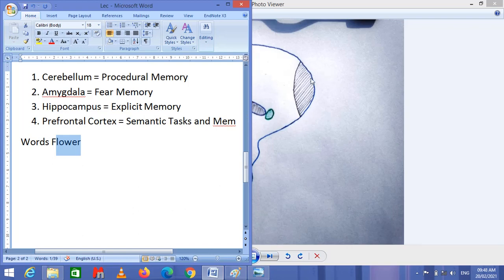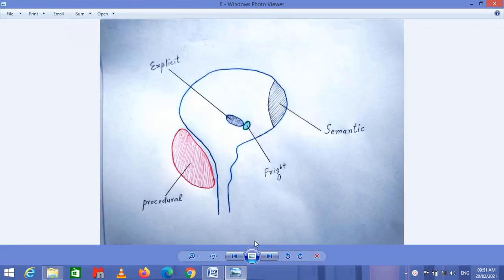The prefrontal cortex is responsible for the storage of semantic memory or semantic tasks, and this memory is regarding the words. So these are the four parts of the brain which are responsible for the storage of information regarding the fright, regarding the events and surrounding, and regarding the words. And all of these areas are coordinated by the hippocampus.